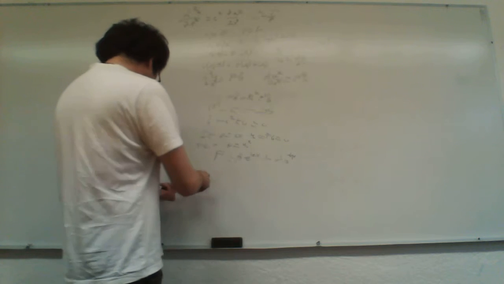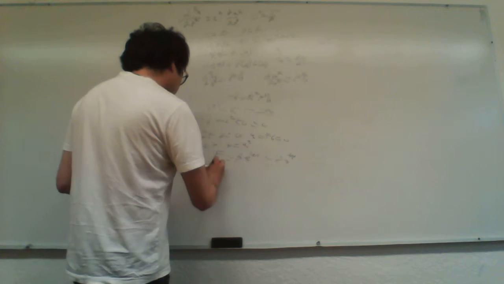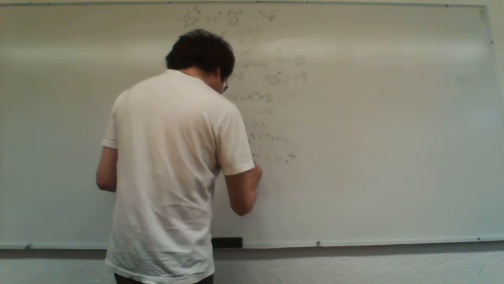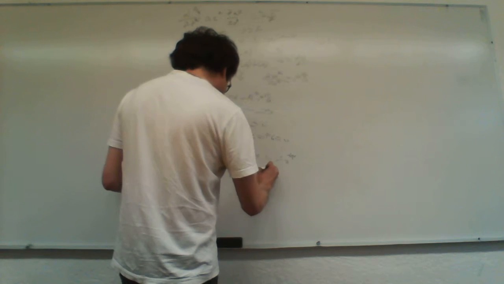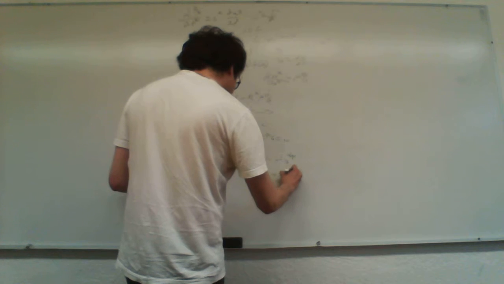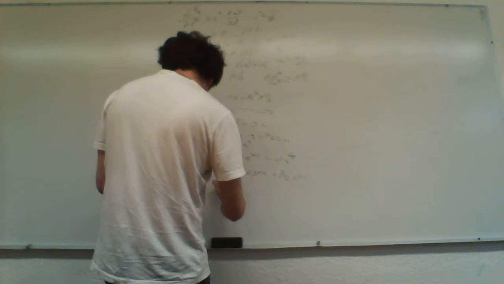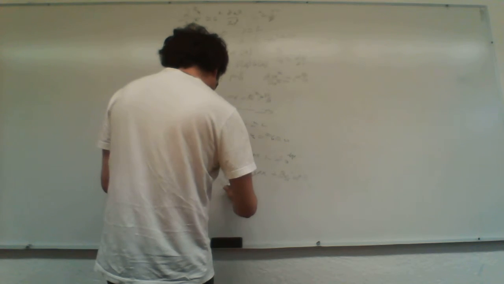So we have for the general solution that F of x is equal to a cosine of bx plus b sine of bx, where that b is equal to n pi over L.